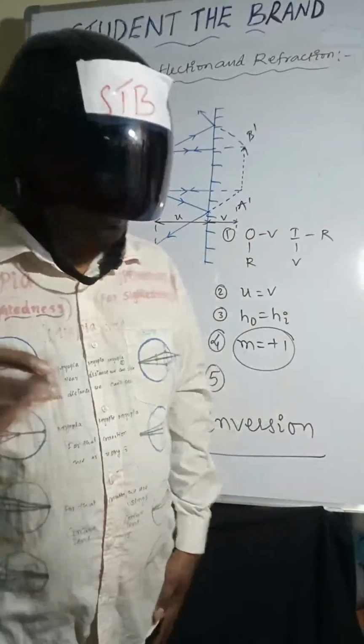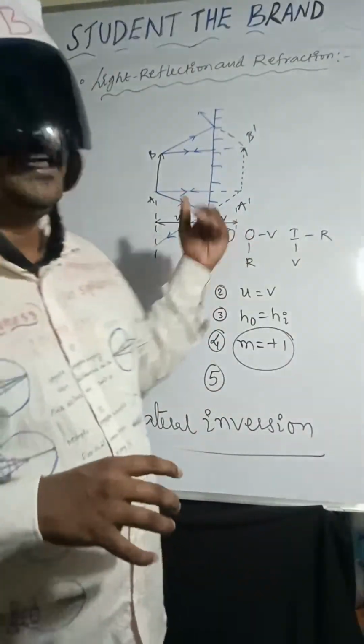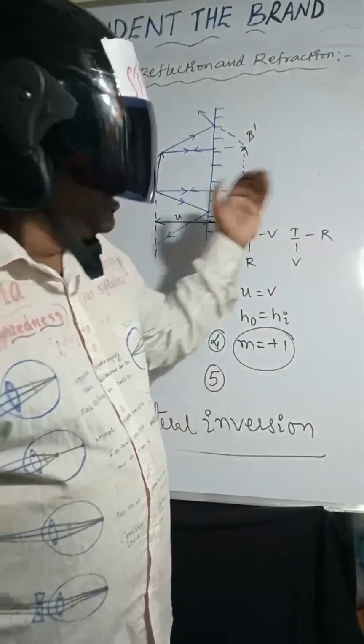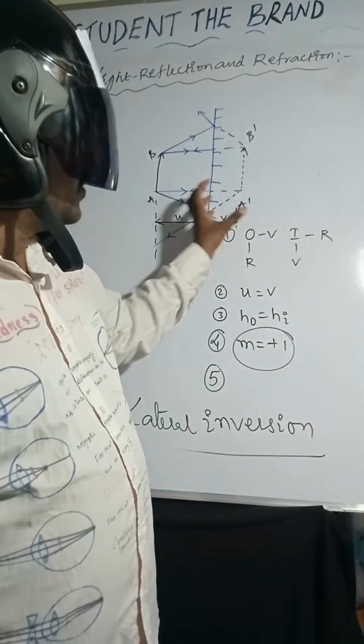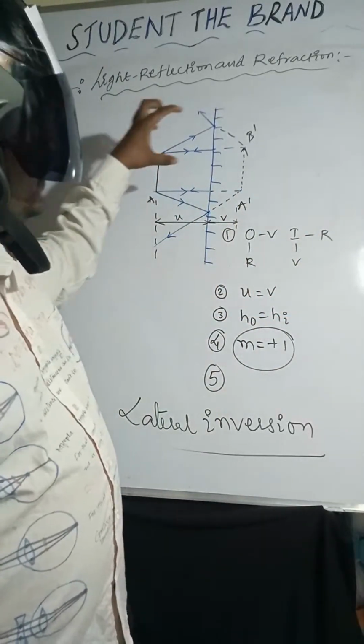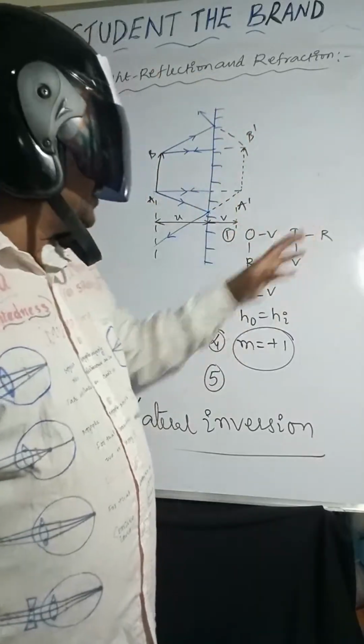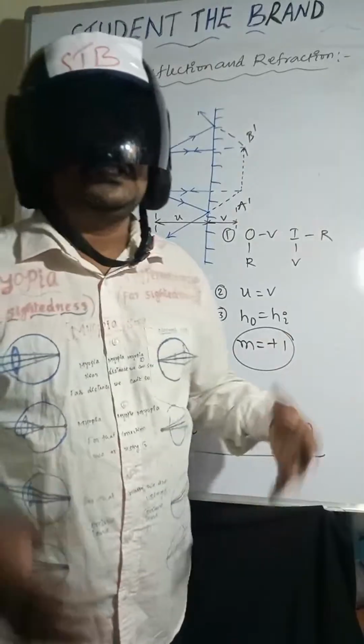Okay. Next one, once again we will discuss: if the object is real, the image is virtual. If the object is virtual, the image is real. Object distance is equal to image distance. Height of the object is equal to height of the image. Magnification is +1. And it also shows lateral inversion.